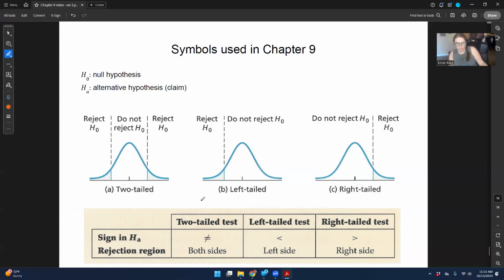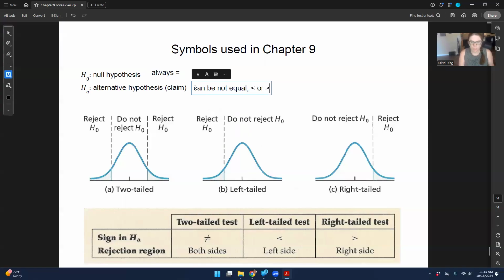We'll talk about the pictures in a bit, but right here, the sign in the alternative hypothesis: not equal, less than, greater than. The null is always equal. This one can be not equal, less than, or greater than. Any of those three choices.